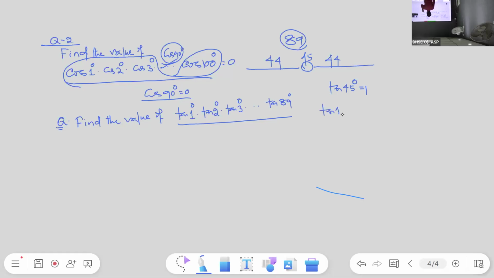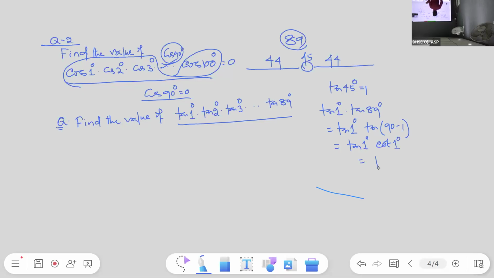First term from the beginning is tan 1 degree and first term from the end is tan 89 degree. Tan 89 degree is equal to cot 1 degree. Tan 1 degree into tan 89, which can be written as 90 minus 1. Tan 90 minus theta is cot theta, so that's cot 1 degree. Tan 1 degree into cot 1 degree is equal to 1.